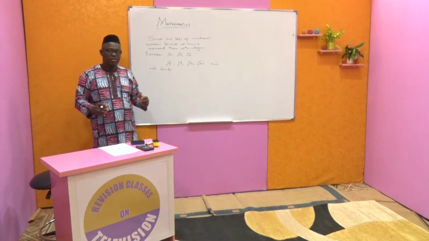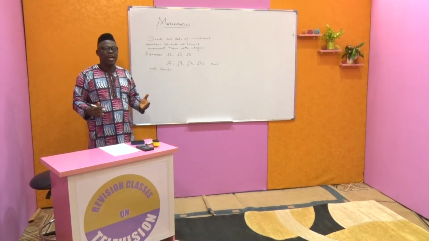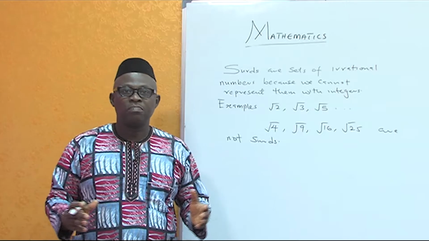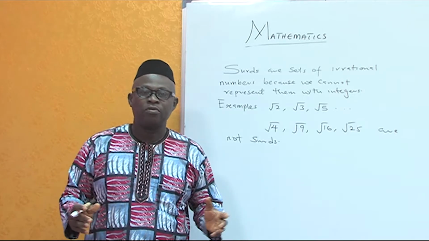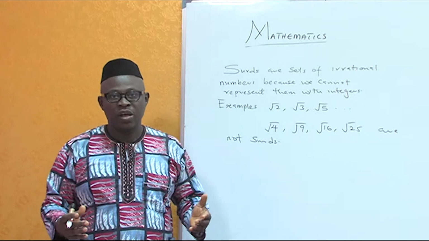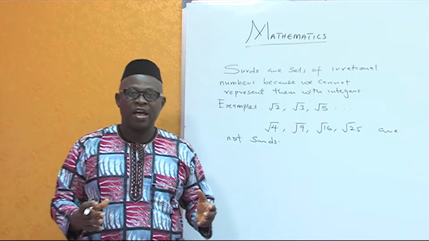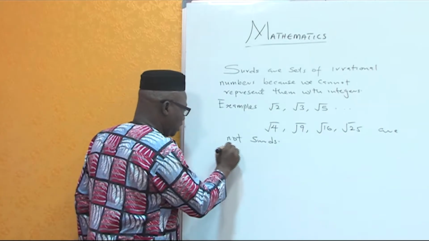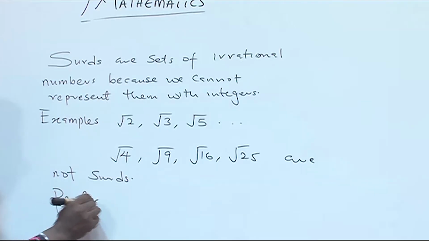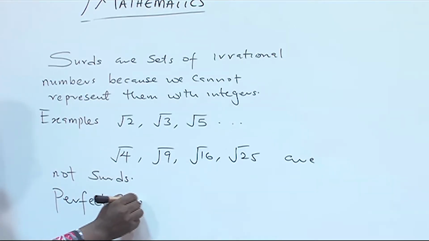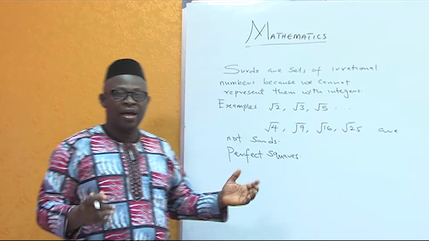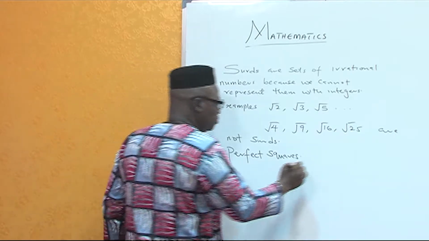So at this point, I'm going to talk about how you simplify surds. To simplify surds, you have to be mindful of perfect squares. That is, if I want to simplify a surd, my attention should be on perfect squares. Now, what are perfect squares? These are numbers with integer square roots. Now, I'll list some of them on the board.